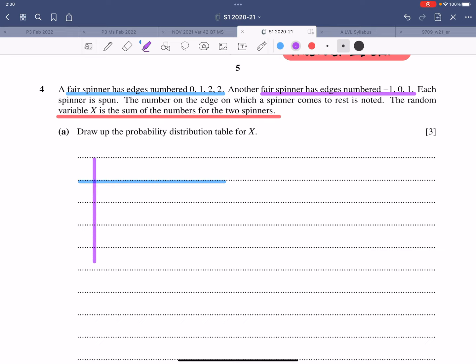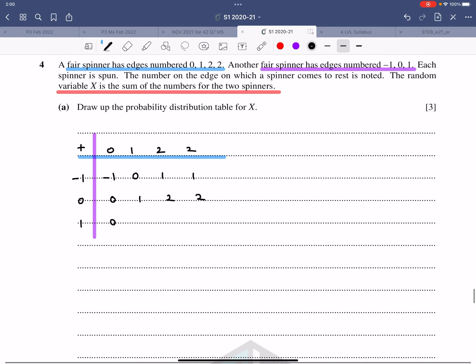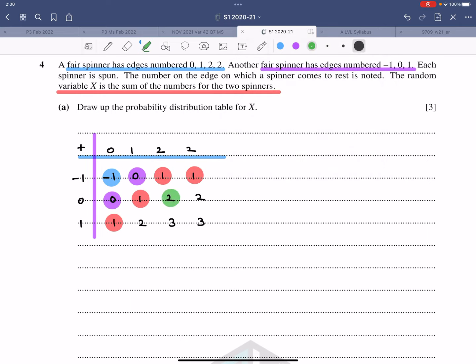Put a plus sign over here, put 0, 1, 2, 2 over here, and -1, 0 and 1 over here. -1 plus 0 is -1, and this is 0, and this is 1, and this is 1. 0 would make things remain as it is. 1 plus 0 is 1, 1 plus 1 is 2, 1 plus 2 is 3. So let me identify the numbers. -1 is occurring once, 0 is occurring twice, 1 is occurring 4 times, 2 is occurring 3 times, and 3 is occurring 2 times. Double check: there are 12 possibilities.